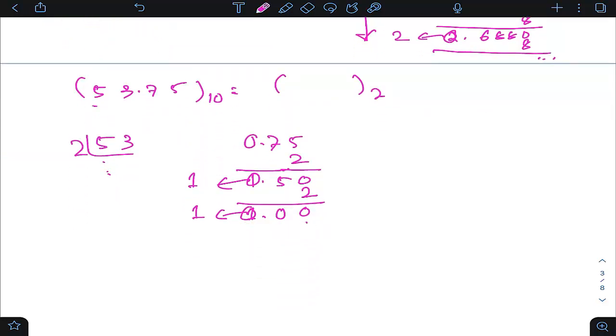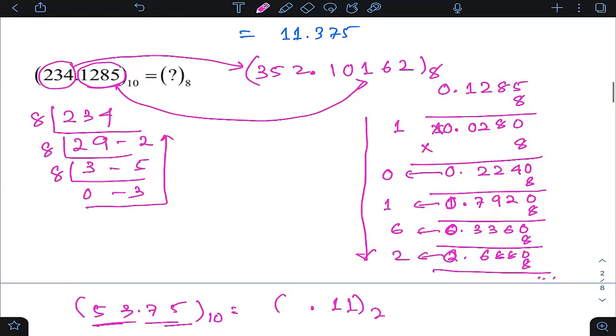In this case, you may write for 53, then point, then in place of .75, you can write the answer as 1, 1. Okay, students, in a case where I didn't get 0.00, it's a non-ending series, and you can put some dots like this. So always remember, this is one point: it is always possible to get the exact equivalent of an integer part, but it may not always be possible to get the exact equivalent of a fractional part, because in the fractional part you may not get 0.00; it is a non-ending series.